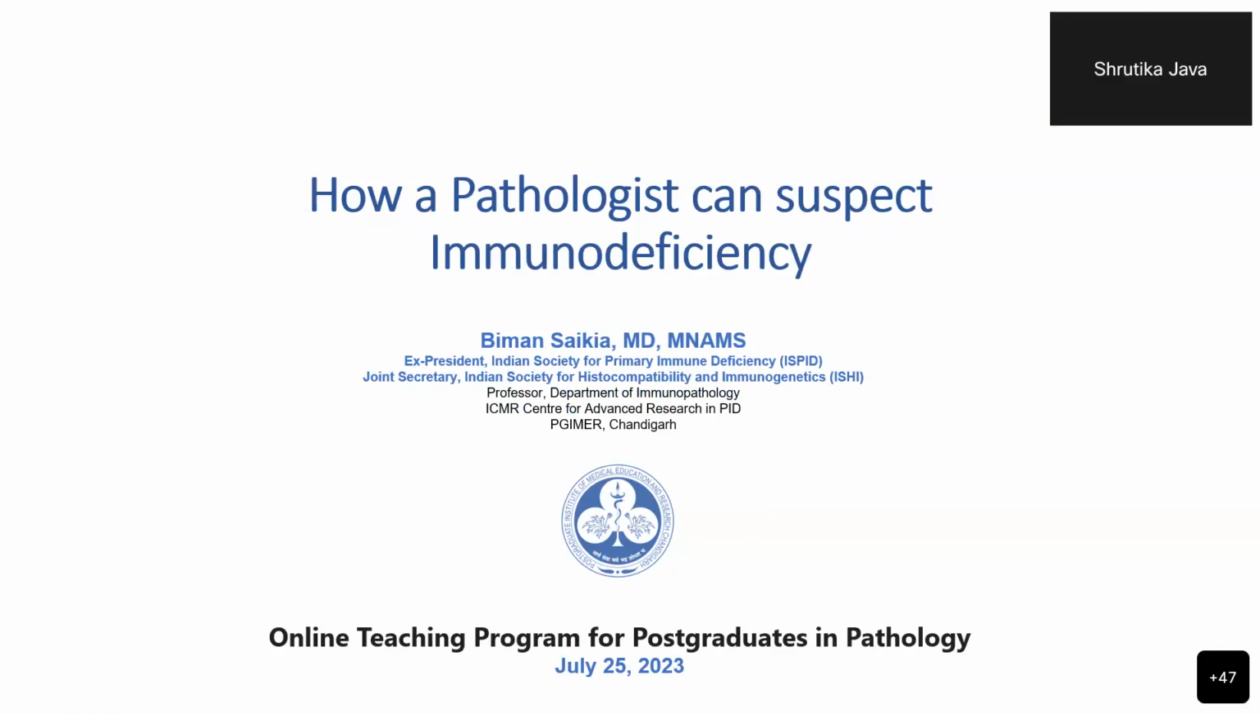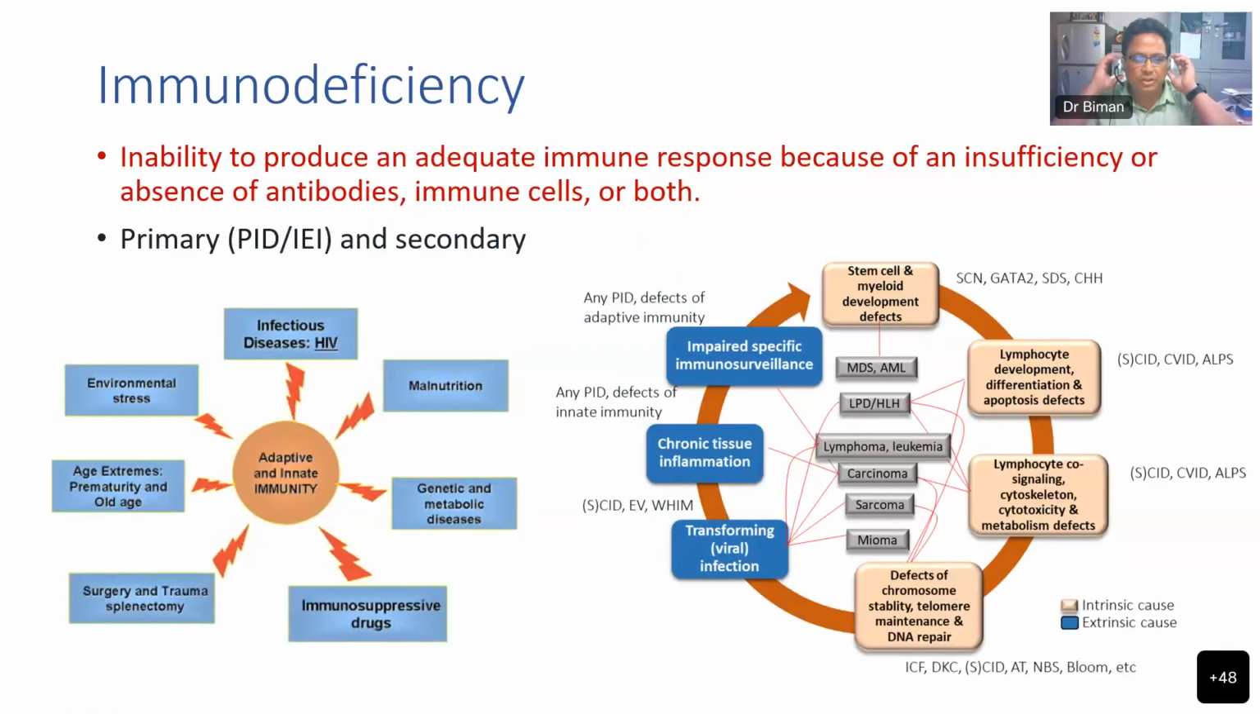So the topic is how a pathologist can suspect immunodeficiency. What is immunodeficiency? Immunodeficiency is basically the inability to produce an adequate immune response because any component of the immune response is insufficient. That may be an absence of antibodies, immune cells, or both, or of the regulation of the immune system. We can broadly classify immunodeficiency into primary, also called primary immunodeficiency diseases or, more lately, the inborn errors of immunity (IEI), and secondary.